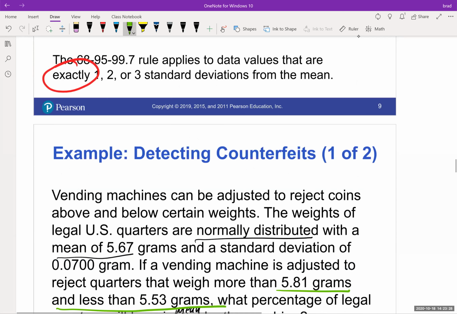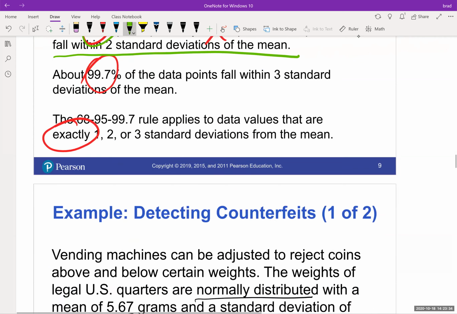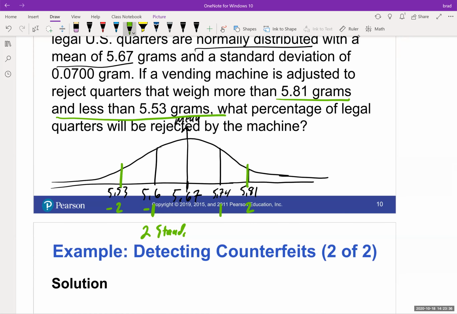Okay, well, let's go back up to the empirical rule. It says will fall within two standard deviations, 95%. So that means that this middle part right here is 95%. So this section right here is 95%, but they don't want that percent. They want this over here and this over here, okay? So it says what percentage of legal quarters will be rejected by this machine? Now think about it. You got this area and this area.